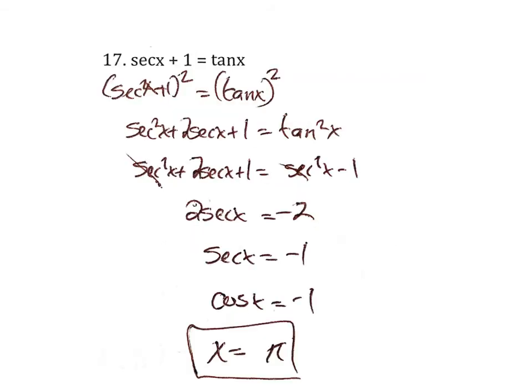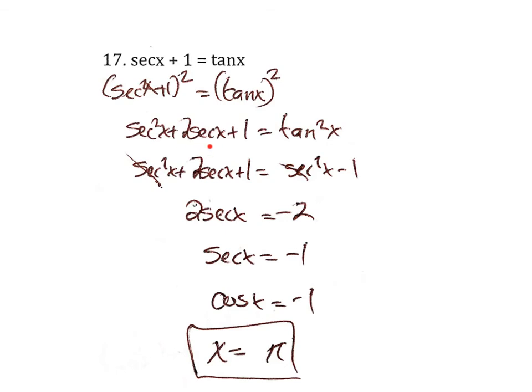17. 17, you have a secant and a tangent. You can't work it unless they're the same, and you can't change them unless one of them is squared. So what I did first, I squared both sides. When you square both sides, don't forget the shortcut to do that. Square the first one, multiply together, double, square the second one, and then I squared tangent over here.